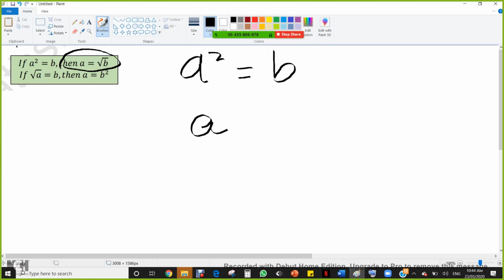But to get rid of that square, we have to find the square root, right? Now what you do on one side, you have to do on the other side. The square root will cancel off the square, and of course, you're left with a is equal to the square root of b. Any questions there?